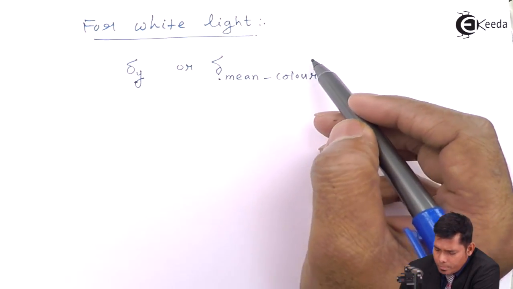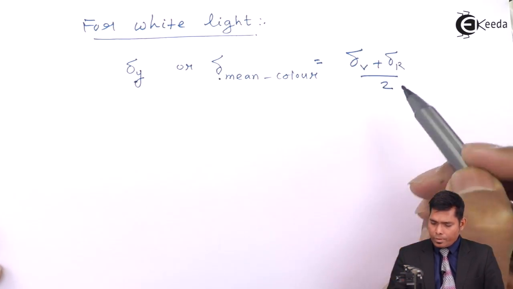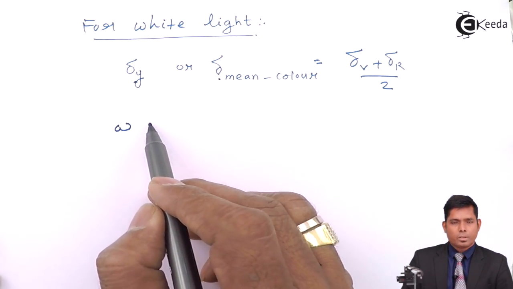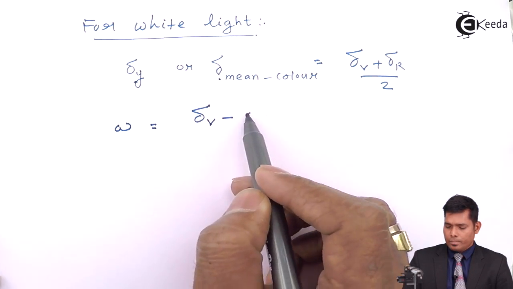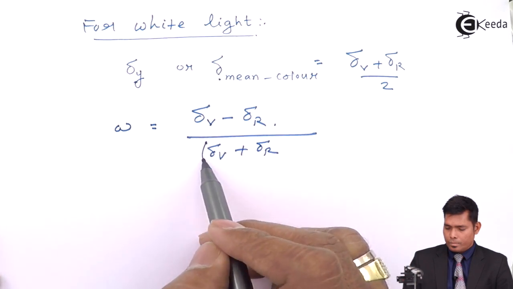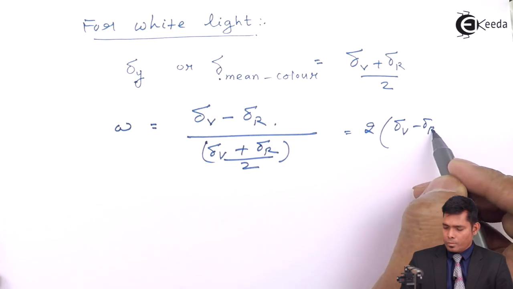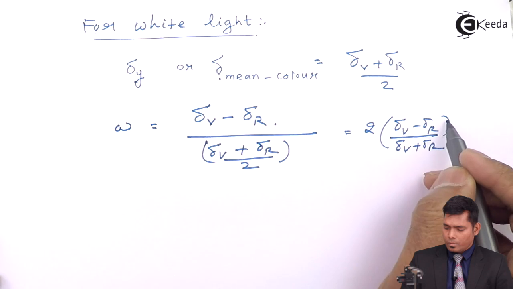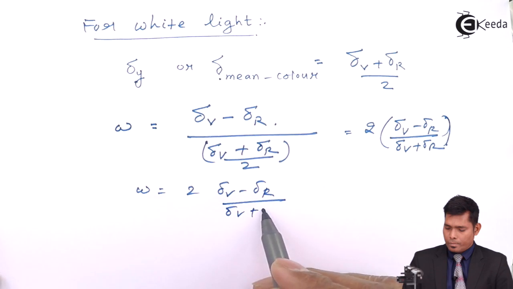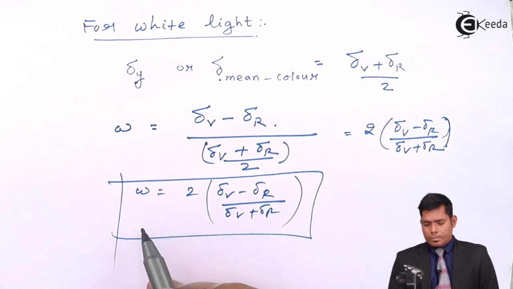this is delta for the mean color, divided by 2. So if I do that, then dispersive power will be delta V minus delta R over delta mean. This is how we define this. This is how we write the dispersive power.